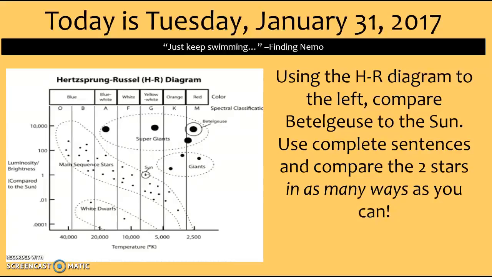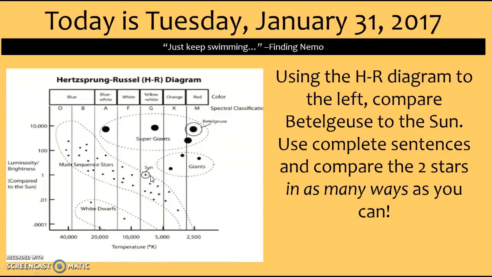So, comparing Betelgeuse to the sun, we can clearly see a couple of things. The sun is a main sequence star, and Betelgeuse is a supergiant. So there's one comparison. Betelgeuse is in spectral class M, and the sun is in spectral class G. The sun is a yellow star, and Betelgeuse is a red star. Betelgeuse is a larger star than the sun. The sun is a hotter star than Betelgeuse.